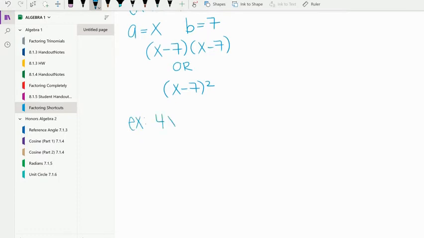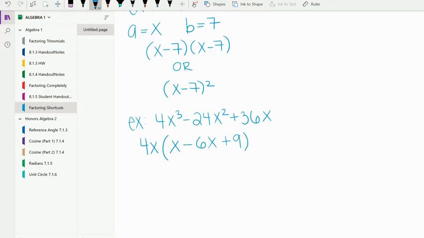How about 4x cubed minus 24x squared plus 36x? Okay, so looking at this, well, first of all, it's x cubed, which we know is wrong. Remember our last lesson, 8.1.4, that was talking about factoring completely. In other words, factoring out a GCF. So what do all three of these terms have in common? Well, they have a 4 and an x. So if I take that out, 4x times x would give me 4x cubed. 4x times negative 6 would give me negative 24x squared. 4x times 9 would give me 36x.